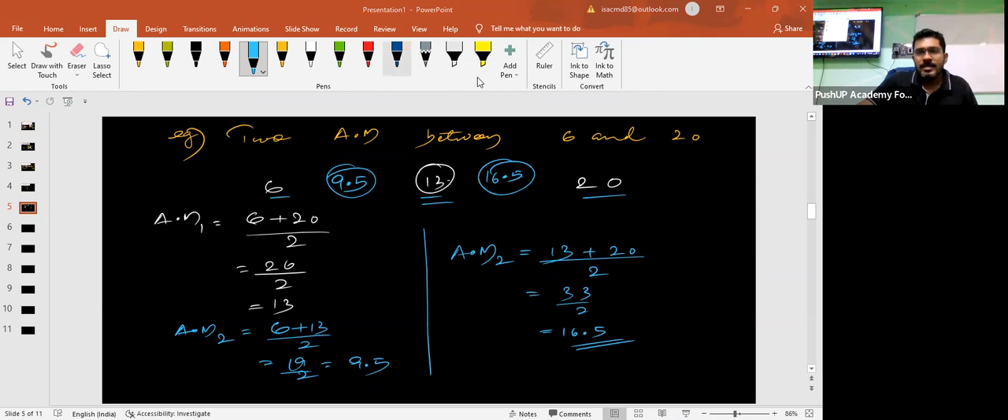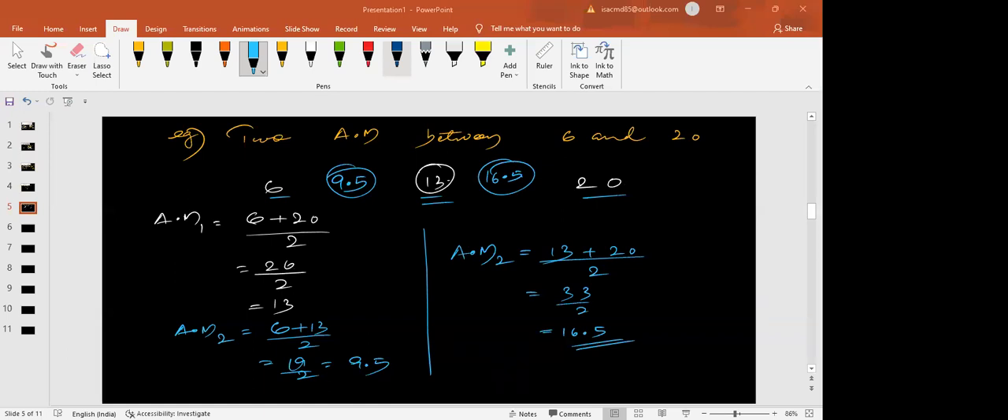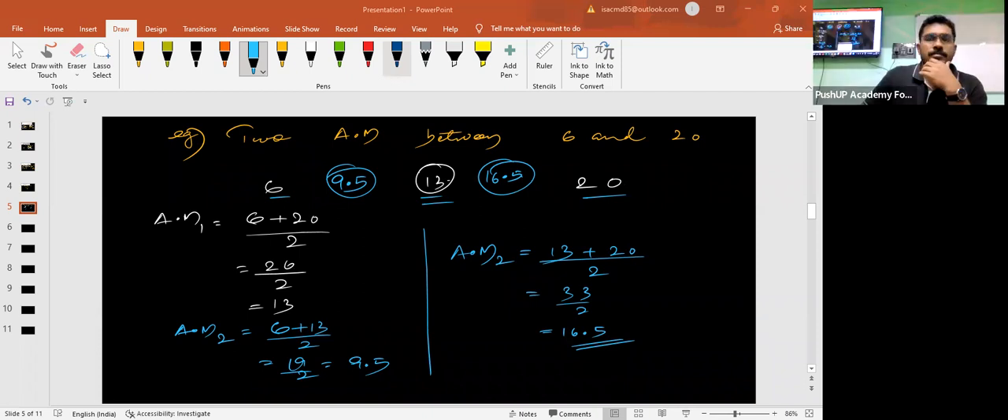Very good, Caitlin. I am just asking you to write two arithmetic means. I never ask you to write the arithmetic mean of these two particular ranges, isn't it? So you can do it according to your wish. Okay. Next question. That is also good. Shazia, what is the next question?